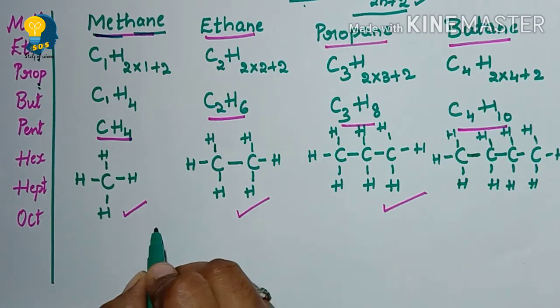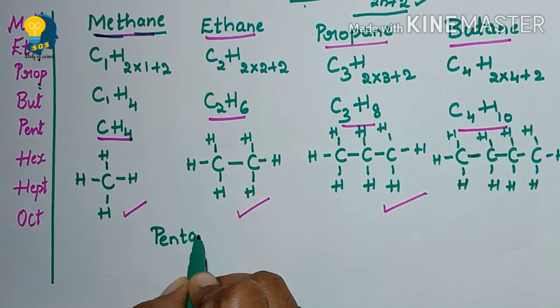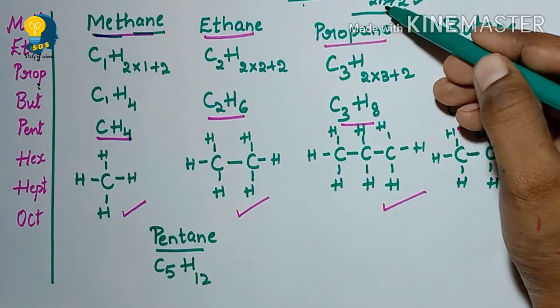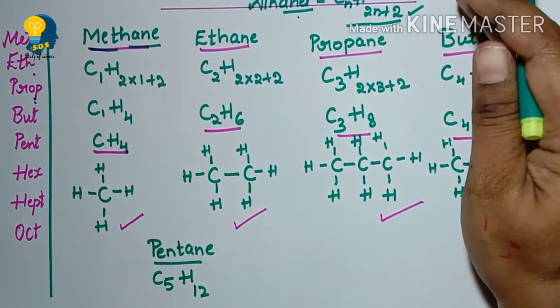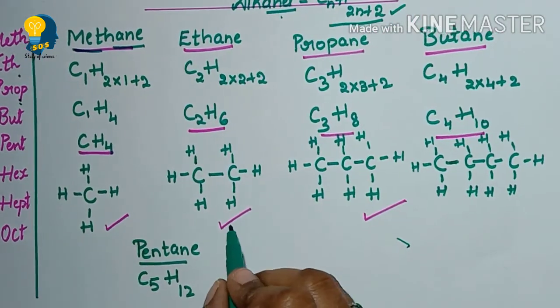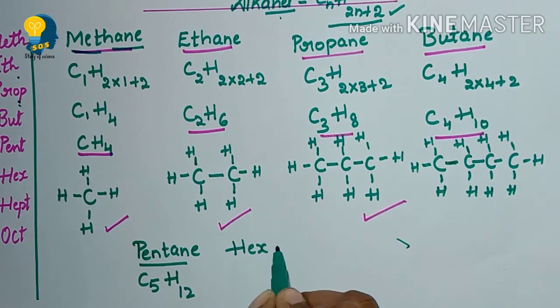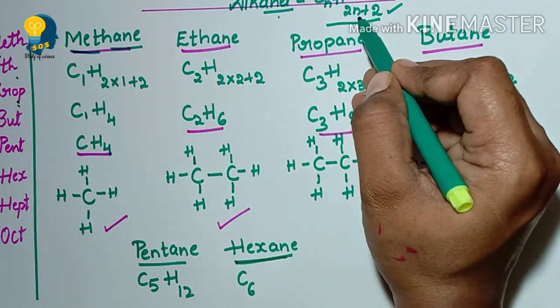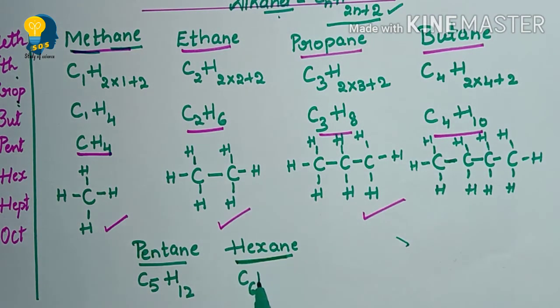Okay, so pentane, pent means fifth member, so n is equals to 5. So C5H, 5 2s are 10 plus 2 is 12. I am substituting n is equals to 5 for this alkane formula. We got C5H12 for pentane. Then hexane, it is sixth member, right? So C6, that means C6H, 6 2s are 12 plus 2 is 14. So C6H14 is the molecular formula for hexane.